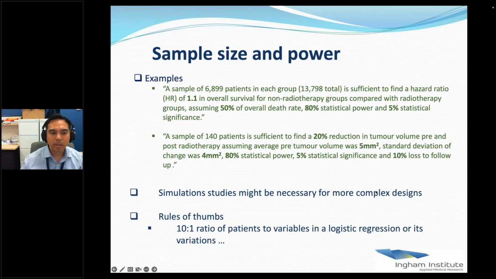The final thing I'll say about sample size is there are some rules of thumb floating around. The most popular one is the 10:1 ratio of patients to variables in a logistic regression. I think this has been debunked a few times, but I'm generally not a fan of these. I wouldn't use these alone, mainly because it doesn't address the ability of your study to find some sort of clinical significance.